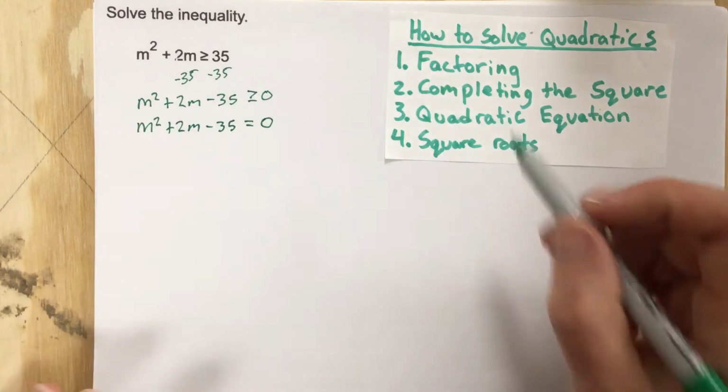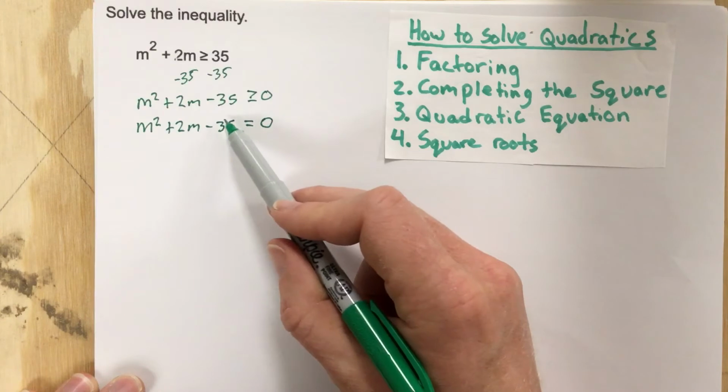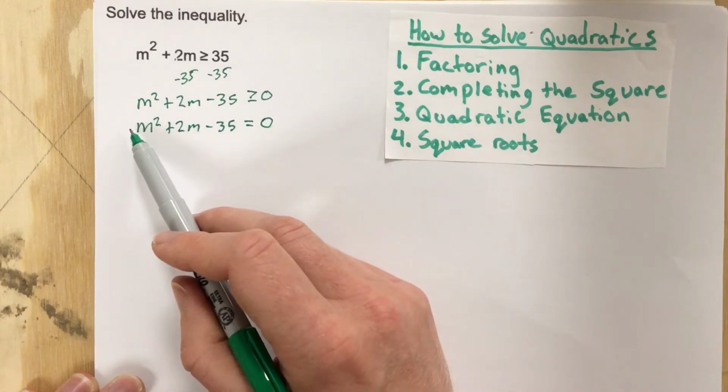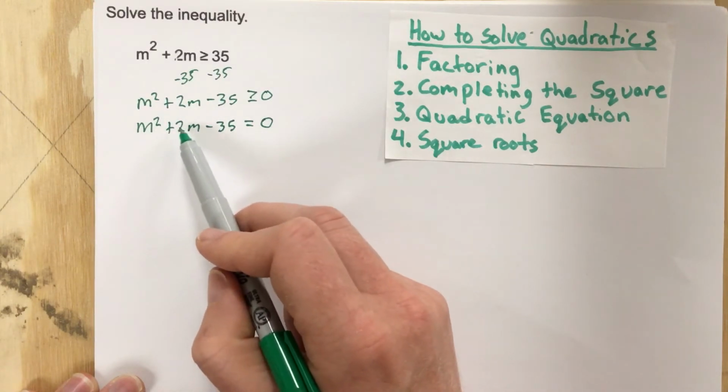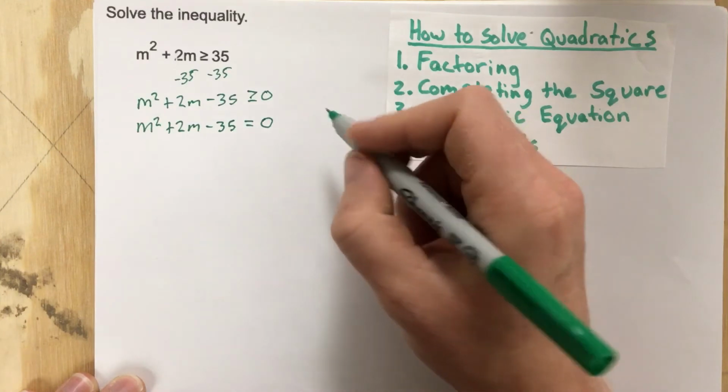Now I'm going to decide between factoring, completing the square, and the quadratic equation. So I'm going to look at the ending term. First of all, I noticed that a is 1 and b is even. Because a is 1 and b is even, I can use any of these methods. So I'm just going to go down the list and start with the easiest one.